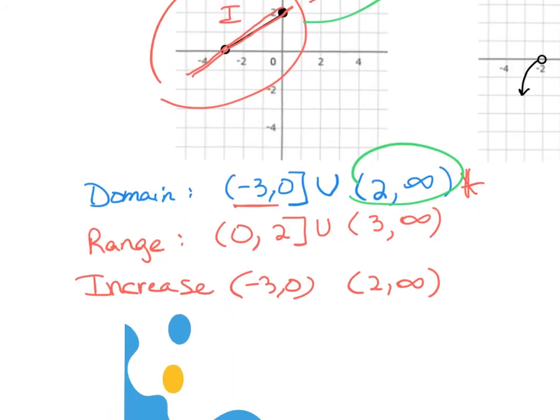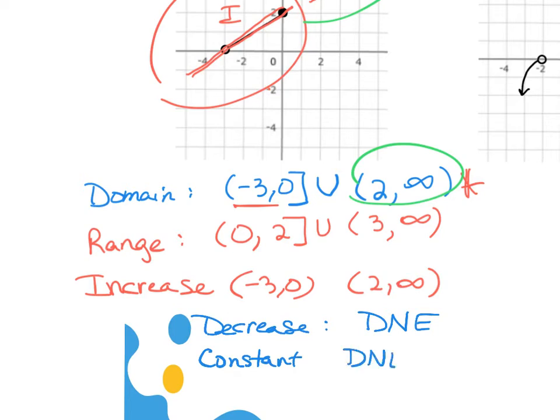The decreasing, when you're entering this tonight in WebAssign, it's going to have boxes for each. So for the decreasing, you're going to type in DNE. Does not exist. There is no decreasing part of this graph. Same thing for the constant. There are no horizontal lines. So you type in DNE. Does not exist.